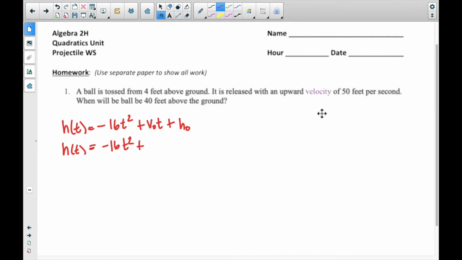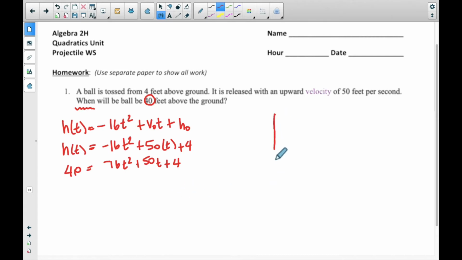That does not change. However, our velocity is 50 feet per second, and our initial height is 4 feet above the ground. The other thing is we haven't done anything with the 40 yet. And the 40 is the height that we're trying to solve for, and so that actually is going to go over on the left-hand side. And the question is asking us when. So we're solving for t. So I'm going to plug in my 40 on the left. I'm going to keep my t's in the equation because that's what we're solving for.